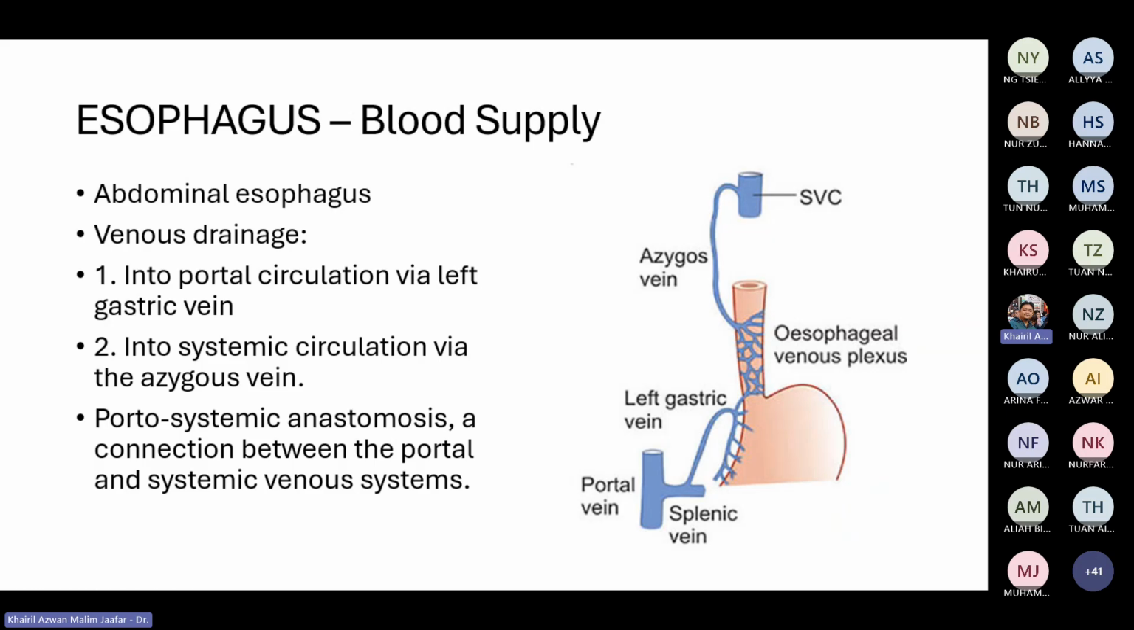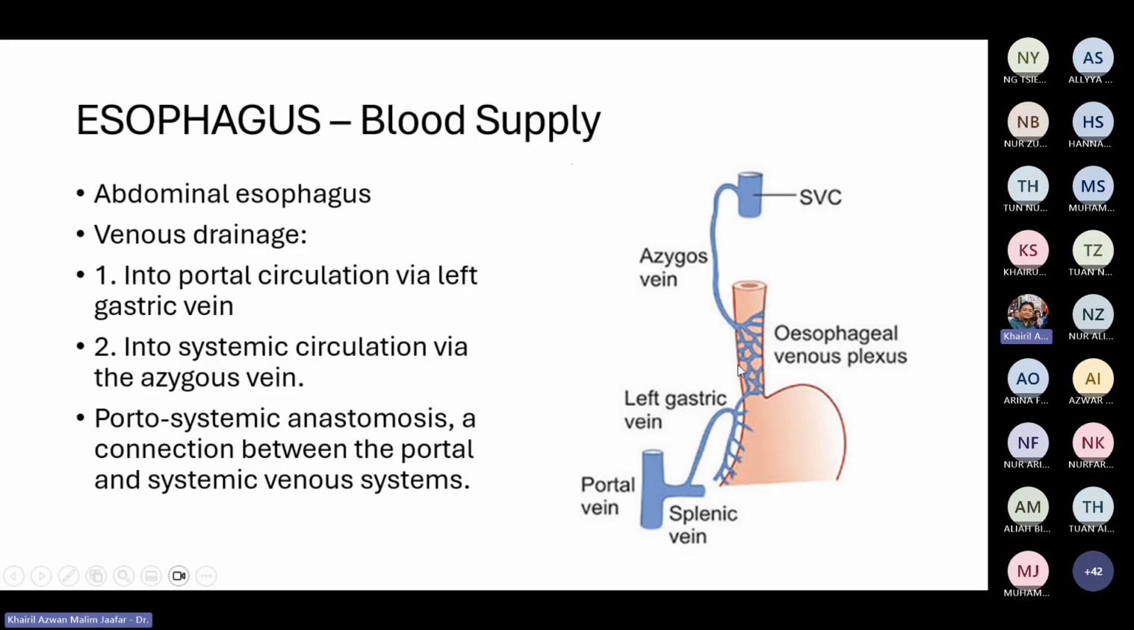Blood supply again, in the venous drainage of the abdominal esophagus, or the lower part of the esophagus. This one is very important because there's the portosystemic anastomosis. There are two systems which drain the lower part of the esophagus. One is into the portal circulation, which goes to the liver via the left gastric vein, and the other goes into the systemic circulation via the azygous vein.